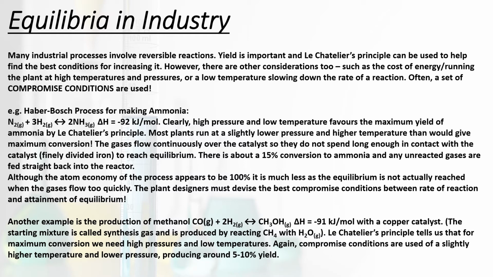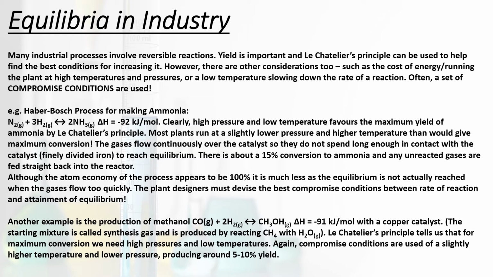So, for example, we can look at the Haber-Bosch process for making ammonia. We have nitrogen reacting with hydrogen to produce ammonia, and this is an exothermic reaction. Our delta H has a negative sign. So if we think about Le Chatelier's Principle, if we have high pressure, remember that when we have a gaseous reaction, we can consider pressure. We don't have an equal number of molecules on either side. We have 4 molecules on the left-hand side, 2 molecules on the right, so pressure will affect this reaction.